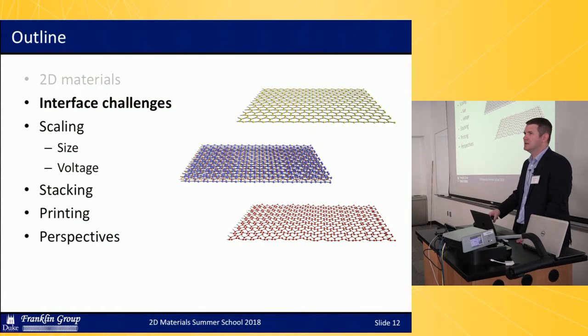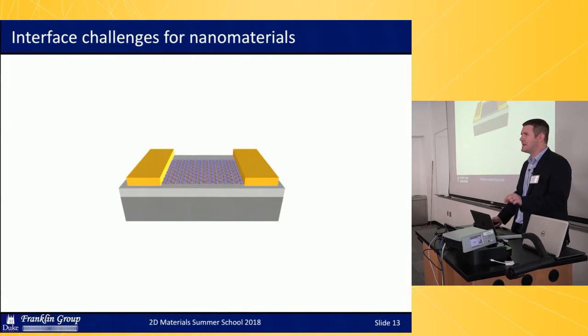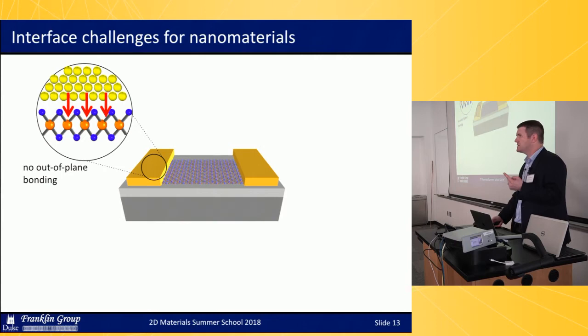So, whoops, sorry about that. So let's think about a few of the unique aspects of the construct of a 2D material-based device. The most basic transistor structure you can make would be some two-dimensional material lying on a substrate that serves as a global gate, and then the establishment of a couple of metal contacts to the surface to serve as source and drain. In that configuration, first of all, in the contacts, you have no out-of-plane bonding.